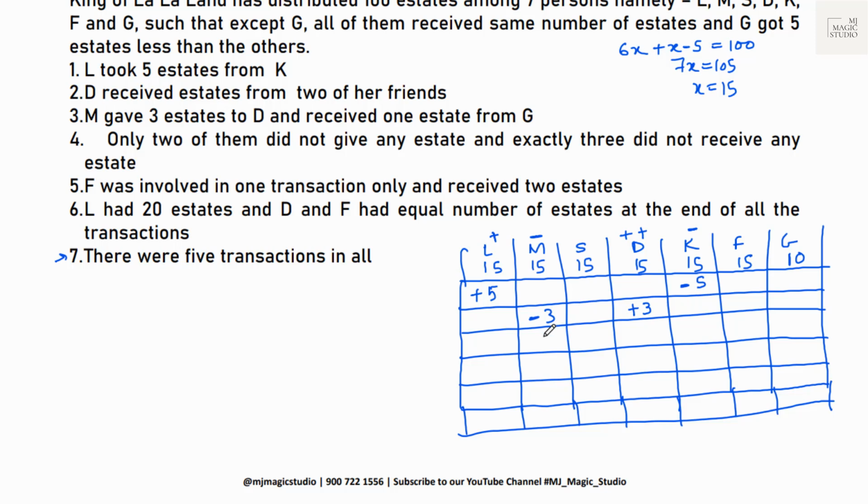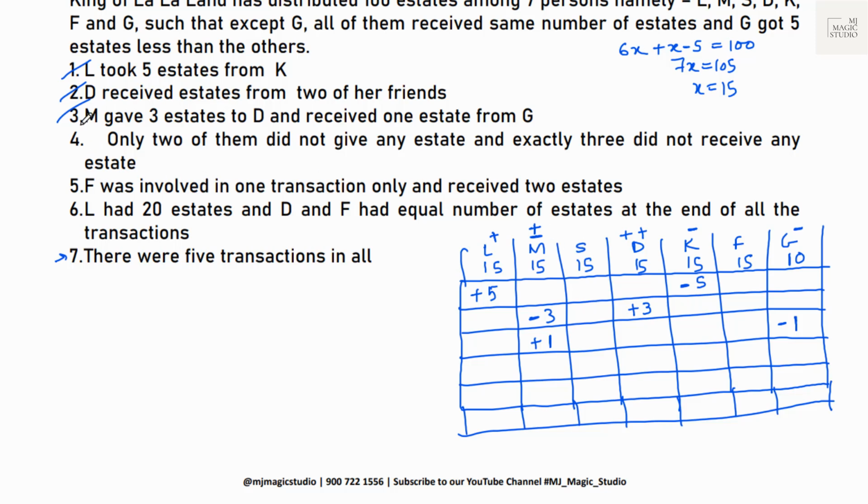And M received 1 estate from G. So M gets a plus sign. This plus minus sign means the number of times a transaction is held with that particular person. So M received 1 estate from G, so G is minus 1, the third transaction, and M is plus 1. Done till this point. Only 2 of them did not give any estate, that means a minus sign will not appear on any 2 of them, and exactly 3 did not receive any, so a plus sign will not appear on 3 of them.